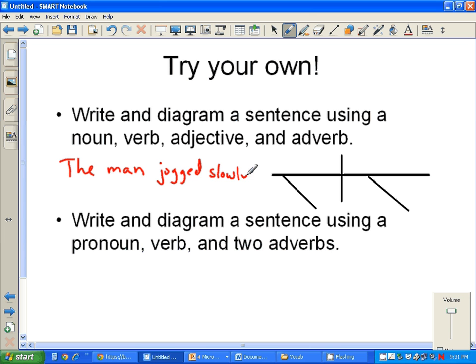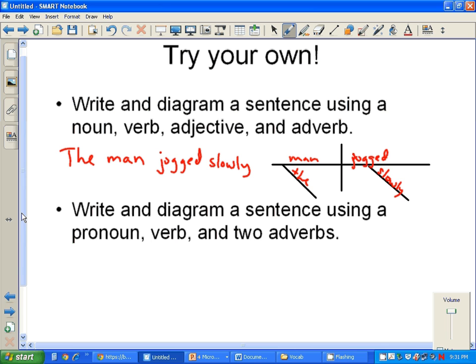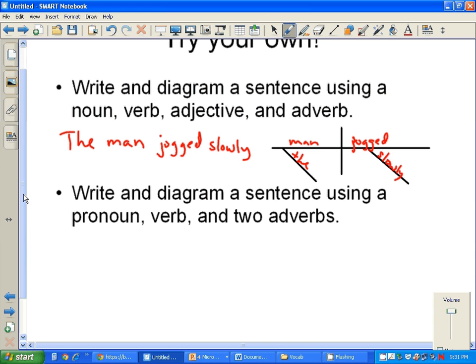And when we diagram that, it's going to look something like this, right? The man jogged. That looks like jugged. Should be jogged slowly. Okay. And there's all kinds of different examples you could use. 10 cats hid slowly. 10 or 8 guys spoke quietly. Anything like that. But that's one example. Let's try this last one.